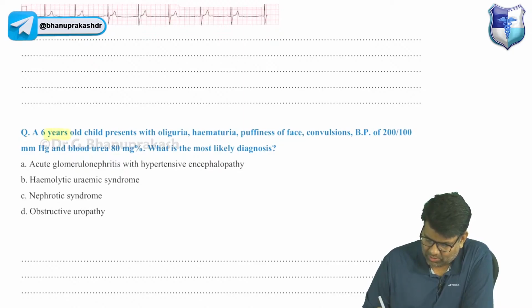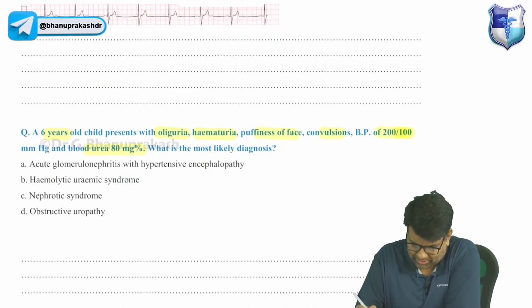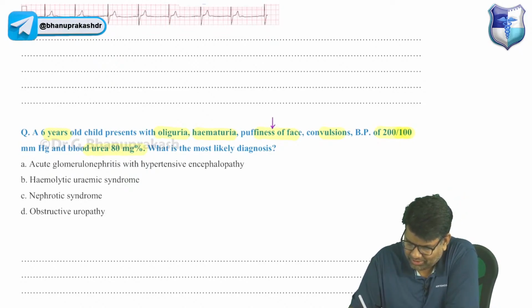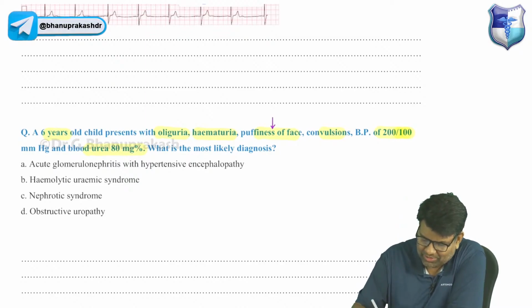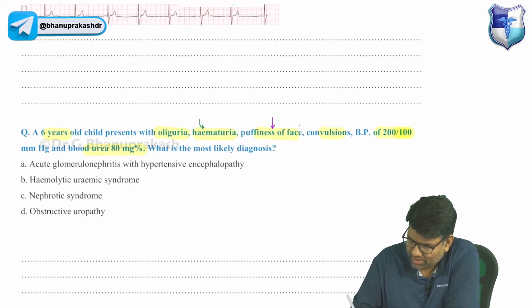A 6-year-old child with oliguria, hematuria, puffiness of face, convulsions, BP of 200 over 100, and blood urea is high. What can be the answer here? Now, if you stick only to one point, you will be wrong in your diagnosis. You have to consider other options as well, like hematuria, then convulsions, raised blood pressure, right?